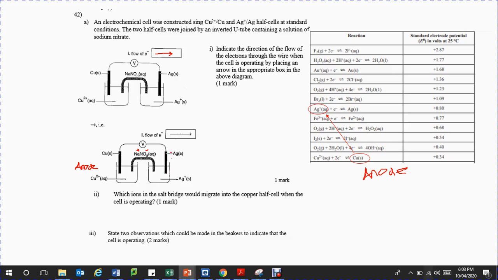So I would expect my observations to be that this solid silver electrode would increase in mass, it would get larger. That would also mean that the copper solid here would decrease in mass. And because I'm producing more aqueous copper 2+, because it's being oxidized, going from the solid to the aqueous, I would expect the solution here to become a more vibrant blue. So the blue color would increase in intensity.